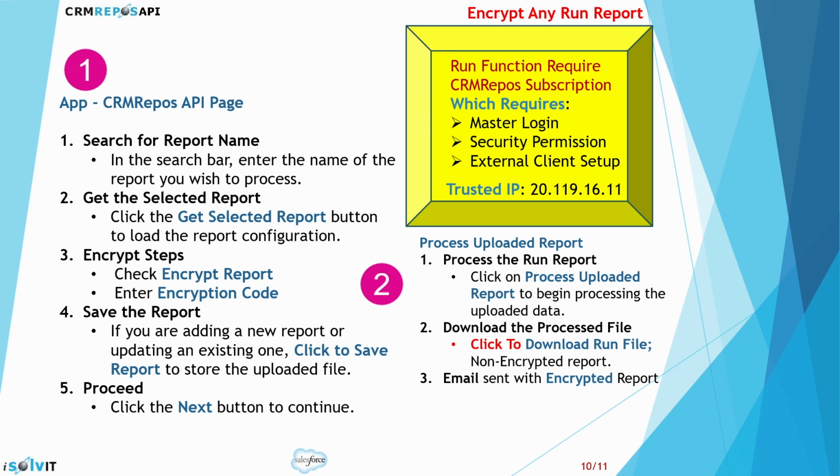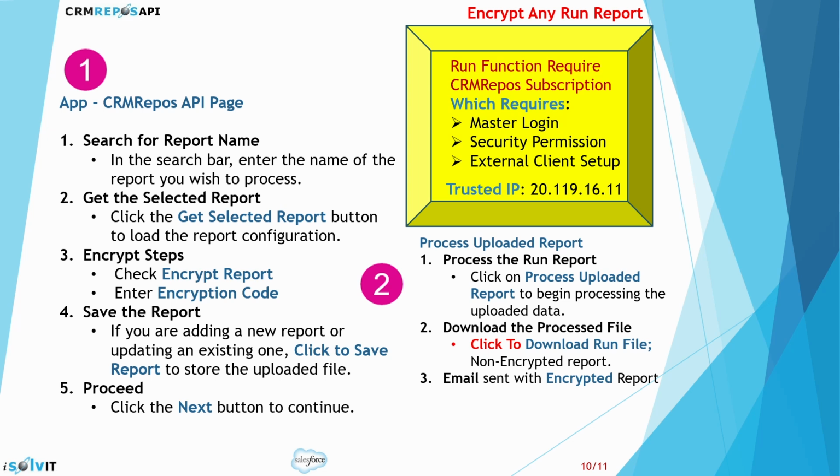The run report feature requires a master login with the appropriate Salesforce permission. Once the access is configured and granted, an authorized user can leverage the feature without needing individual elevated permissions, provided access has been explicitly approved. Additionally, a CRMRepo subscription enables you to schedule any Salesforce report to run automatically and be delivered to an assigned recipient.